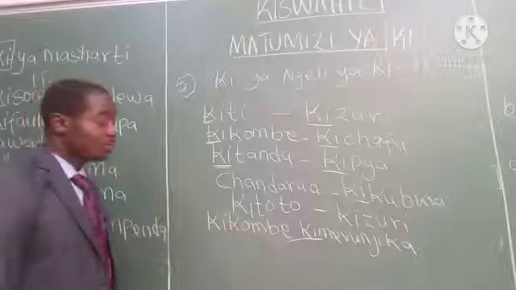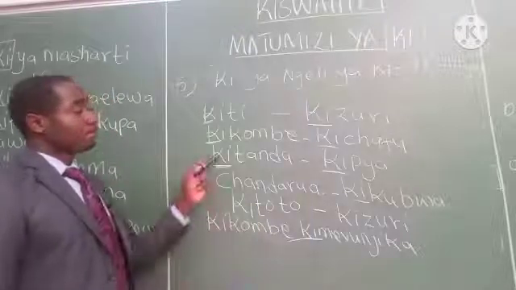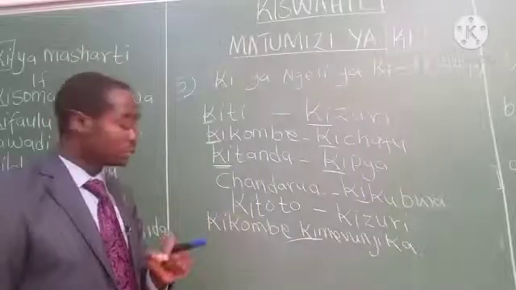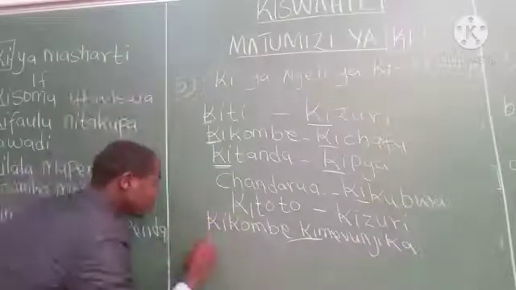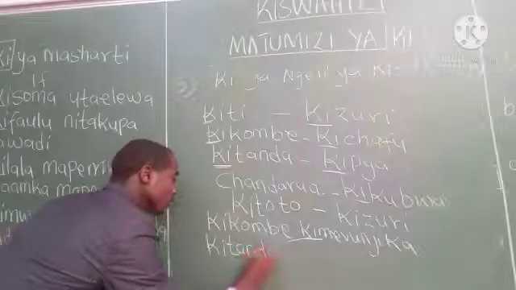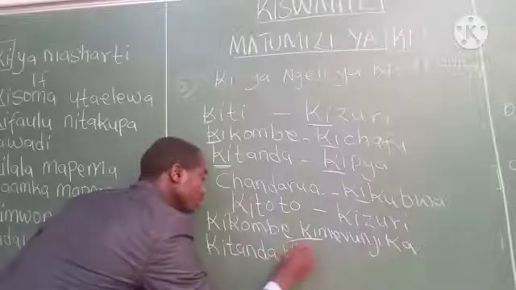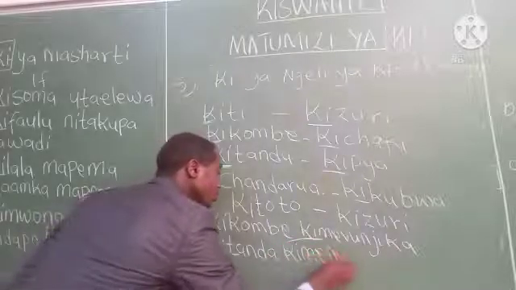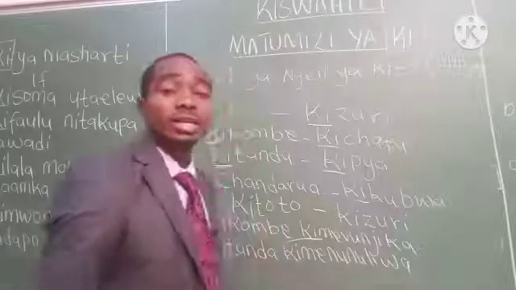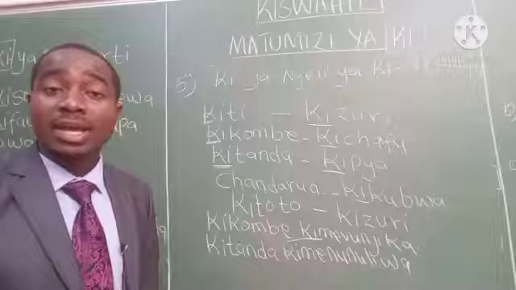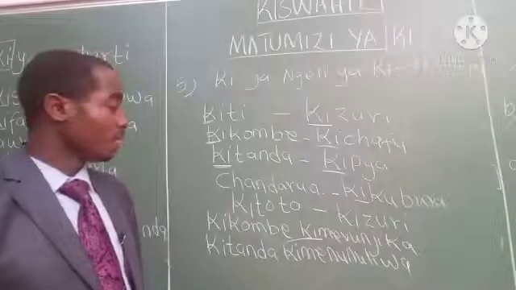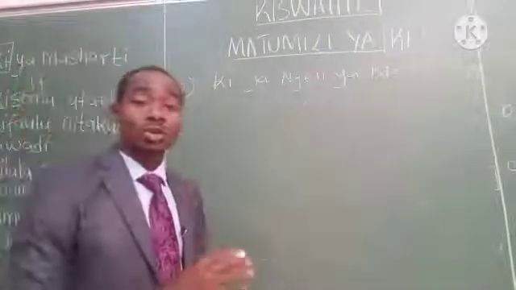Kikombe kimevunjika. A cup is broken. Kitanda kimenunuliwa. A bed has been bought. Kitanda kimenunuliwa. A bed has been bought. Sawa, unafahamu? This is just a few of the examples.